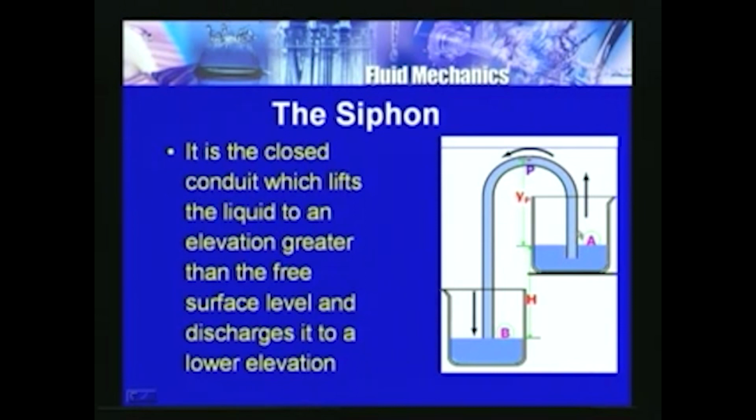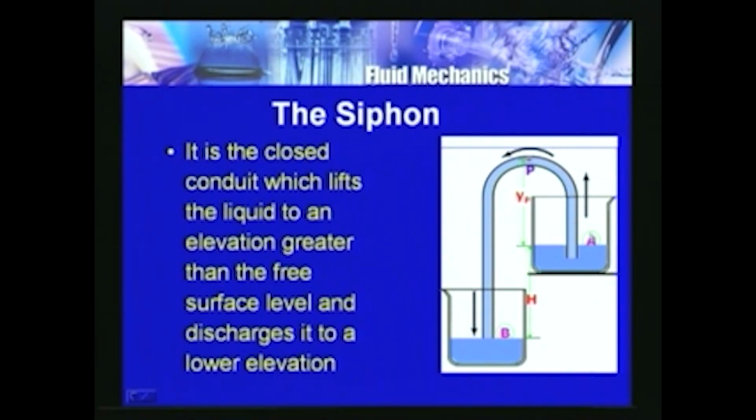The siphon is also one of the important systems used to transfer fluid from one location to another. A typical siphon is shown in this slide. If there are two reservoirs, one at an upper elevation and the other at a lower elevation, we transfer the fluid or water from the upper one through a raised location. That is where we use the siphon. A siphon is a closed conduit which lifts the liquid to an elevation greater than the free surface level and discharges it to a lower elevation.